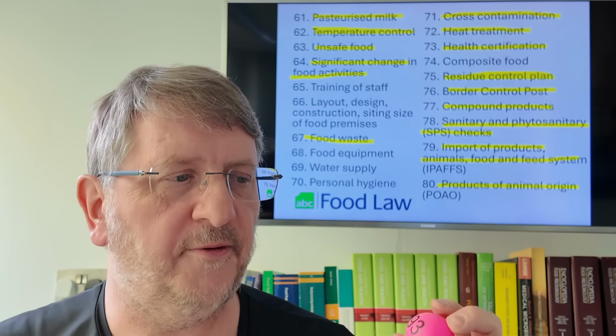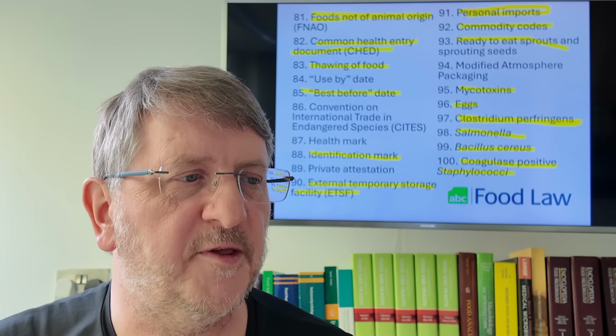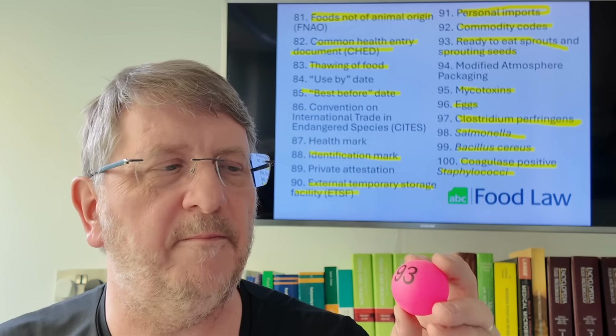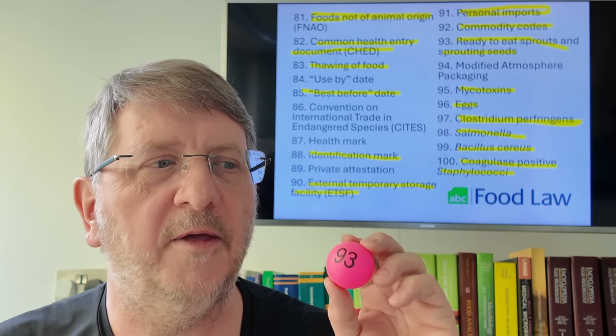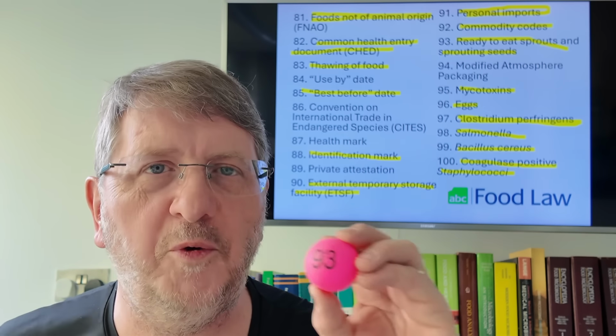Number 93, we have ready-to-eat sprouts and sprouting seeds, things like bean sprouts. There have been outbreaks associated with them, salmonella outbreaks in the past. They need to be approved. They're a regulated product, need to be approved by a local authority. So it's a food hygiene issue.